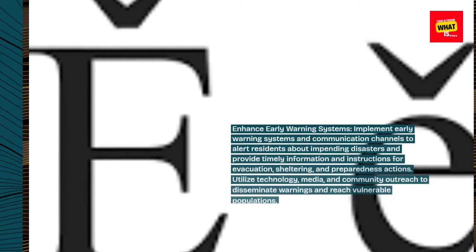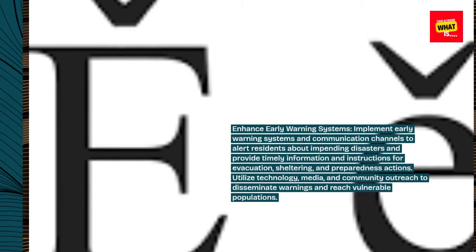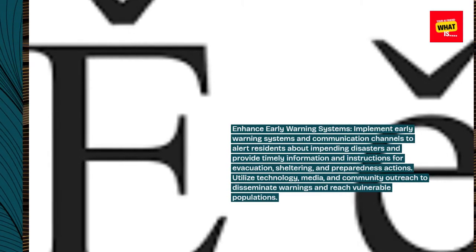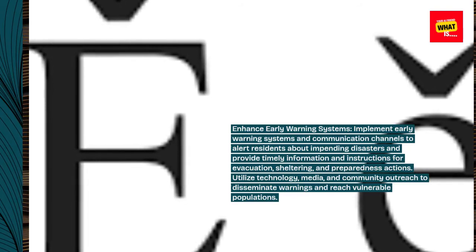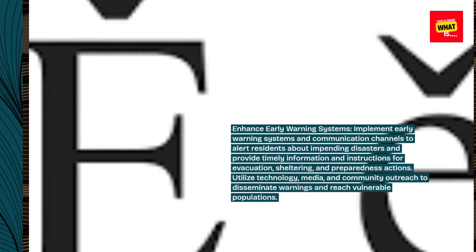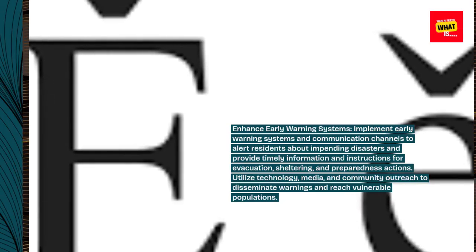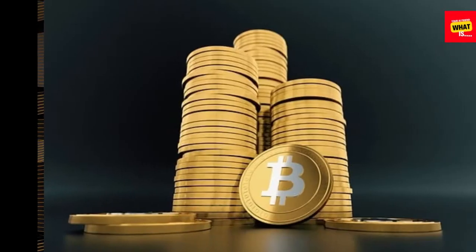Enhance early warning systems. Implement early warning systems and communication channels to alert residents about impending disasters and provide timely information and instructions for evacuation, sheltering, and preparedness actions. Utilize technology, media, and community outreach to disseminate warnings and reach vulnerable populations.